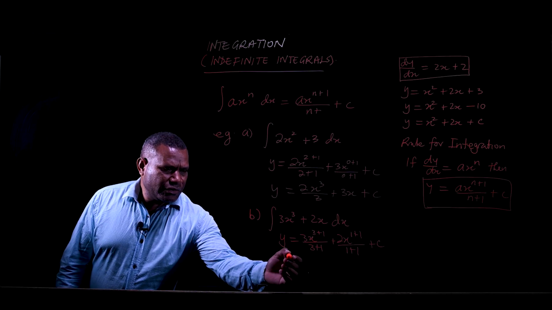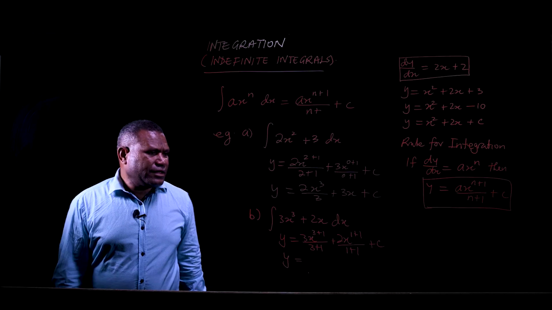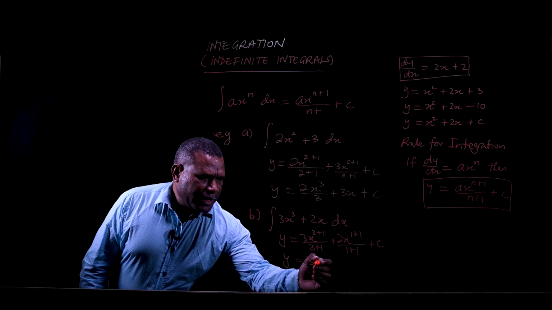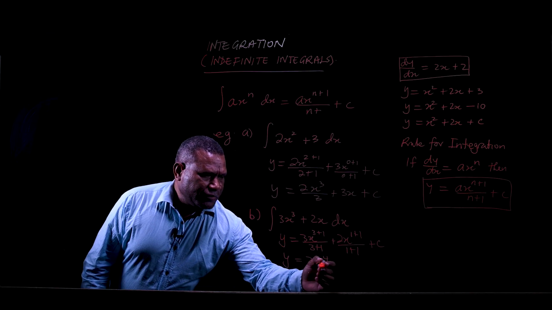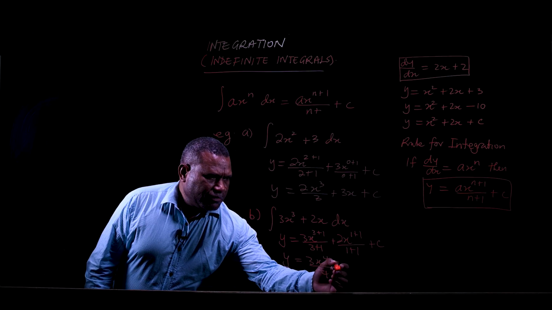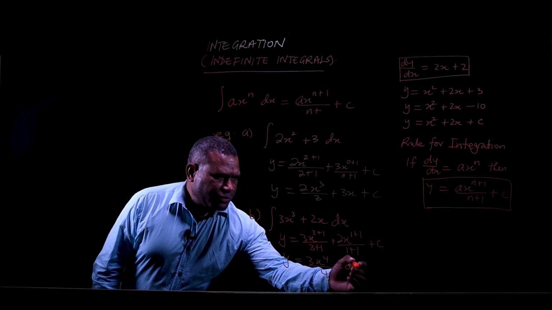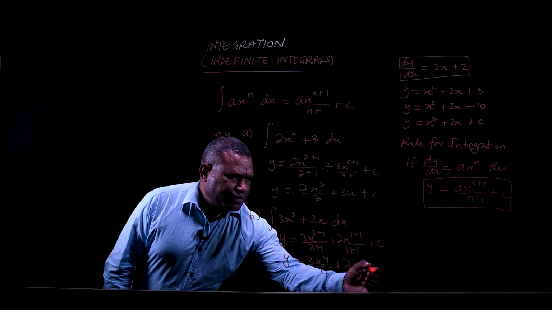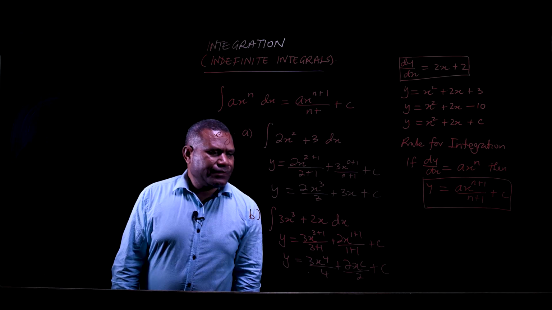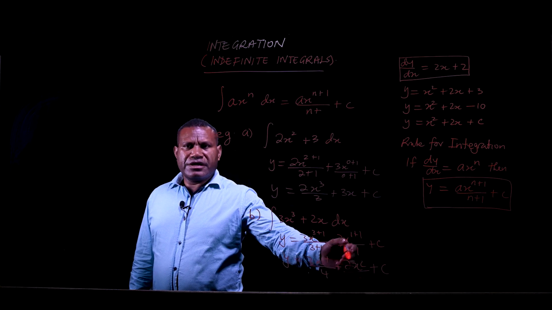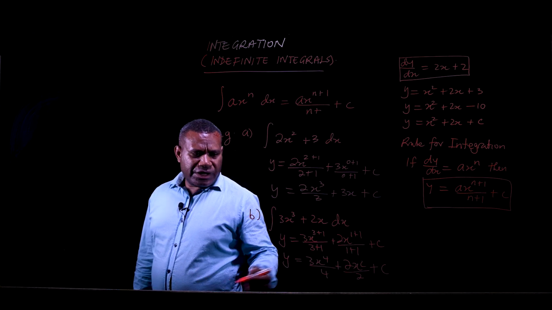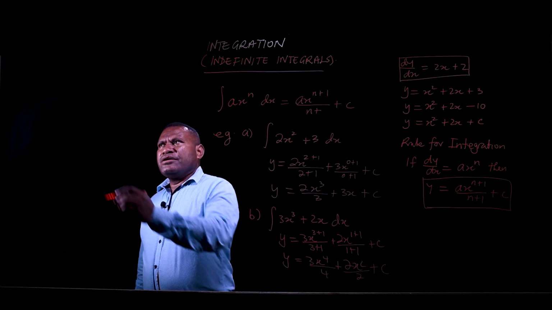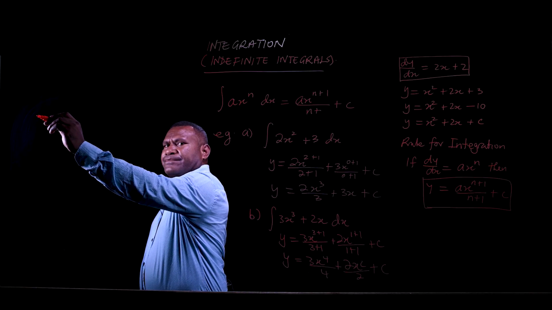Right? Therefore, the indefinite integral of this function now will be 3x raised to the power of 4 divided by 4 plus 2x raised to the power of 2 divided by 2 plus c. Okay, finally we can do the simplification if required. If you look at this one, 2 and 2 can cancel out and you are left with x squared.